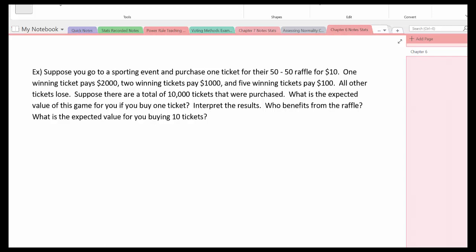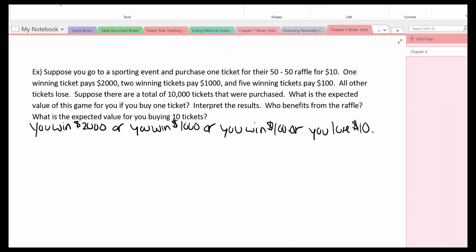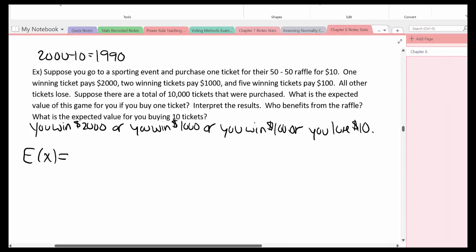So let's write out in words what can happen in this scenario now. Well, you could win $2,000, or you can win $1,000, or you can win $100, or you lose your $10. Okay, so let's do the expected value. So if you win $2,000, don't forget you've still got to pay the $10. That's going to be a profit for you of $1,990. What is the probability that you will win? Well, there's only 1 winning ticket, so that's 1 out of a total of 10,000, or means to add.